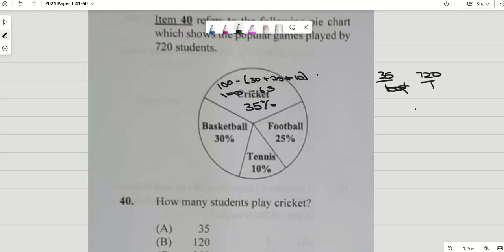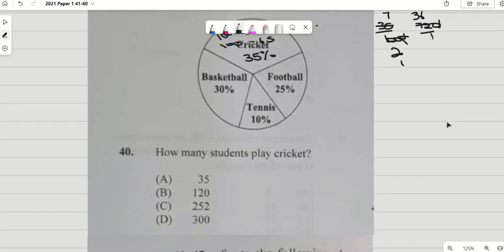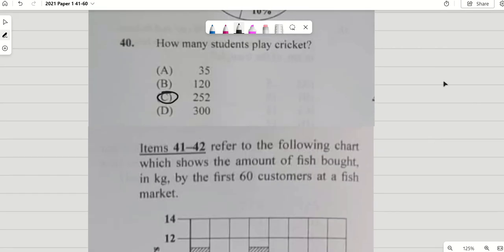Cross out 0, cross out 0, 5 into 35 is 7, 5 into 10 is 2, 2 into 2 is 1, 2 into 72 is 36. Then we have 36 multiplied by 7. So we know it's 200 and something. So the answer is C. Right? Or you could multiply it out. You'll get 252.